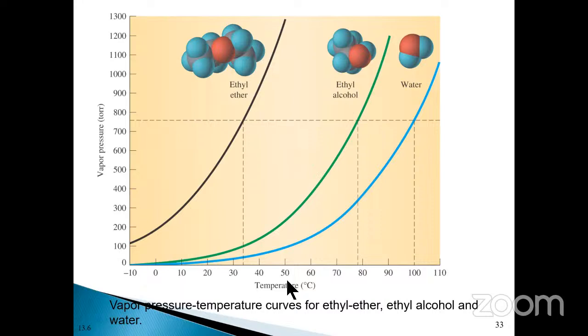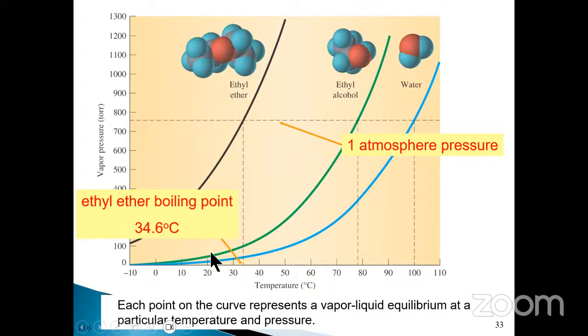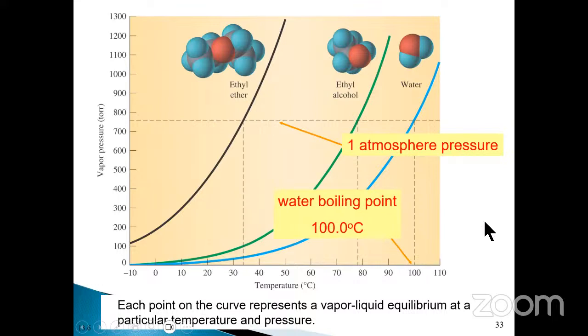So if you want to find the normal boiling point of, let's say, ethyl ether, it's very simple. You just look up the vapor pressure, you mark off where the vapor pressure is equal to 1 atmosphere, which is 760, and you draw a horizontal line to see where it cuts the curve for the ethyl ether, and then you drop the vertical down here, and you can see that the boiling point is 34.6 degrees Celsius, right? And you pretty much can do the same thing for the other substances. In the case of ethyl alcohol, it's 78.4, and of course, in the case of water, it's 100 degrees Celsius.